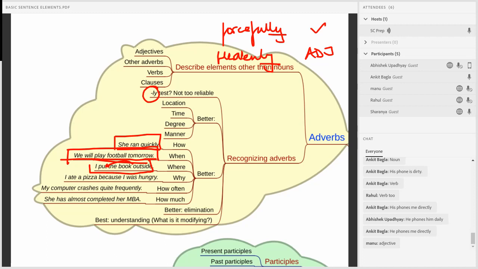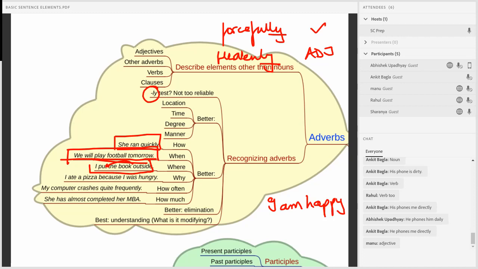But is hungry the adverb here? Because it's describing why he ate the pizza. Now you're getting closer to the answer, but let me give you a slightly different sentence. If I say I am happy, right? What would you say happy is?